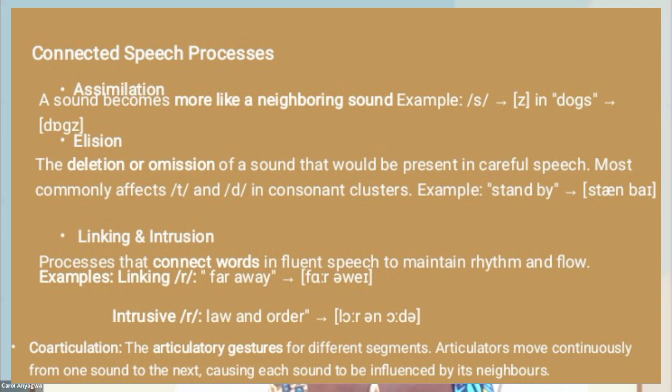Next, we talk about elision. Elision simply refers to the deletion or omission of a sound that will be present in careful speech. Most times in connected speech, we don't produce everything. There are some sounds that we intentionally or unintentionally omit. I may want to say, for instance, "next week," and I hear myself say "nex' week." I have omitted K there.